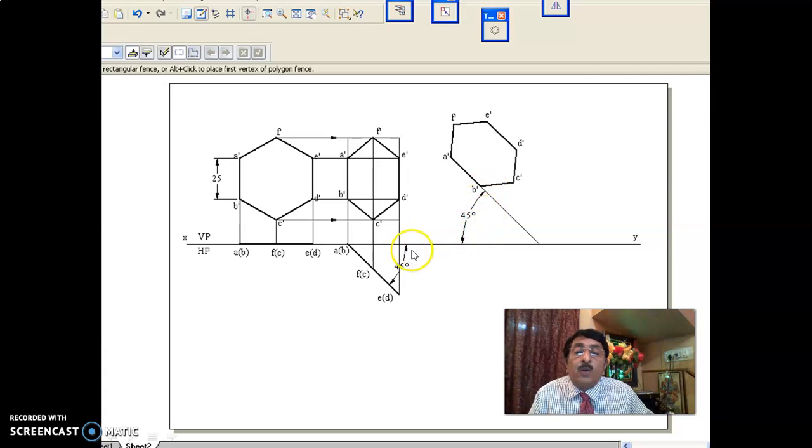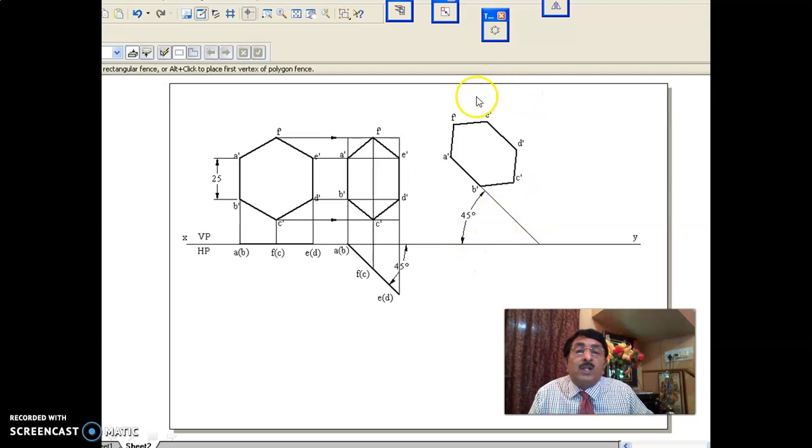Looking at this, did you follow? This surface is inclined at 45 degrees to VP only, and you got this front view. That means the surface is inclined at 45 degrees to VP, but the only change from here to here is that the edge in VP is inclined at 45 degrees to HP. That means you have brought it to one complex position like this.